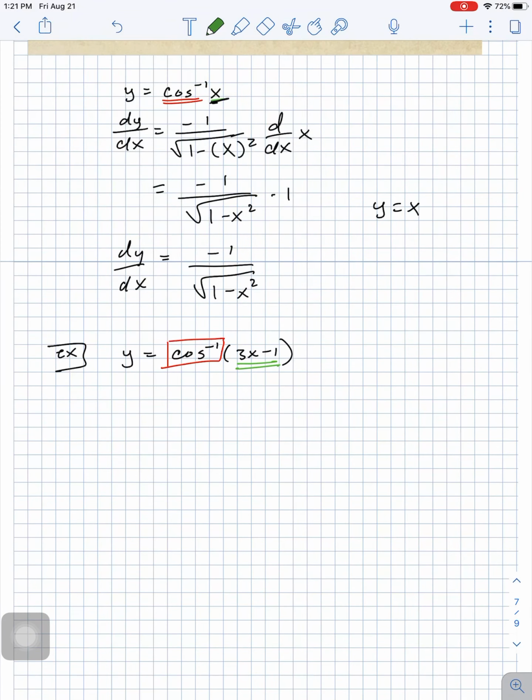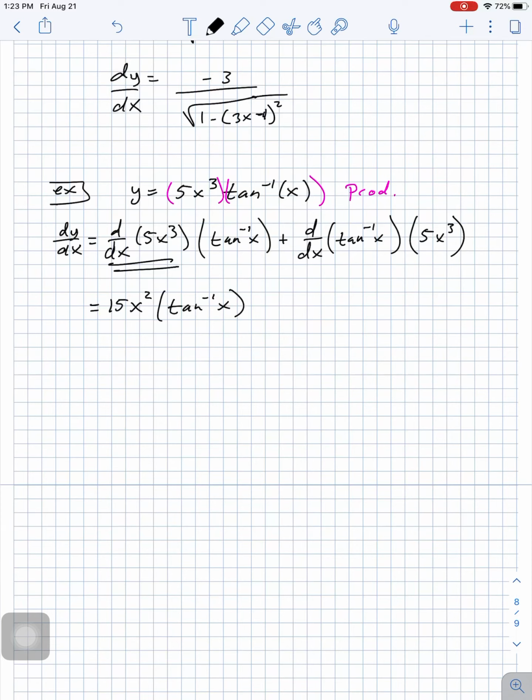So I'm going the derivative of the first term times the second term plus the first term times the derivative of the second term. Now I'm going to go carefully through my derivatives. First, this one. Derivative of 5x cubed is 15x squared times 1, technically, because it's a chain rule, okay, but we don't need to write that, times tangent inverse of x.